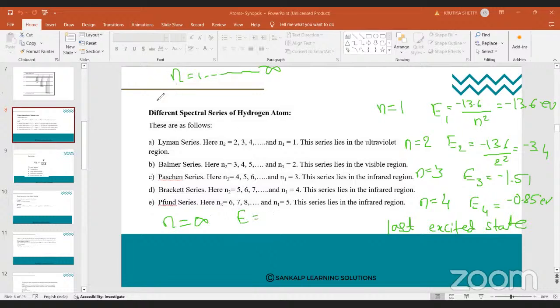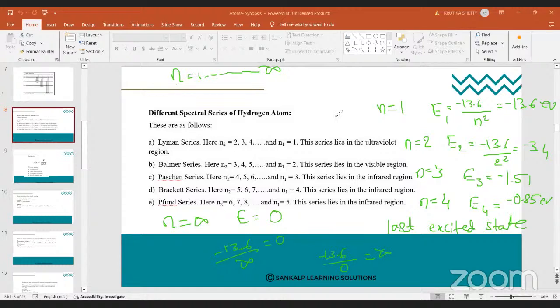Then what will be your energy? The formula is minus 13.6 divided by n square. So n is equal to infinity. Then what is the value of E? Any value divided by infinity is nothing but 0. So minus 13.6 divided by infinity is equal to 0. Suppose you take minus 13.6 divided by 0, it becomes infinity. It is the reverse.